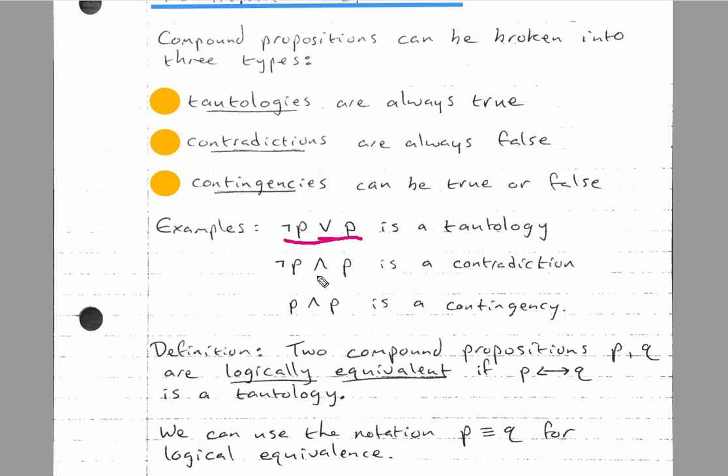If we put an and between not P and P, well, that's always going to be false, right? That's a contradiction. For and, that's true when these are both true, but these are never both true. So that's a simple contradiction. How about P and Q? Well, that's going to be true if P and Q are both true, and false otherwise, so it can take both values. That's the most common case, that's a contingency.